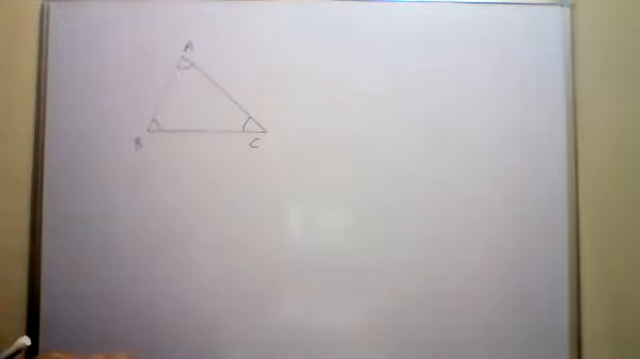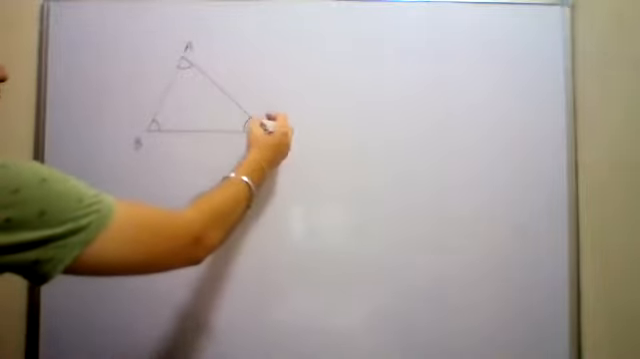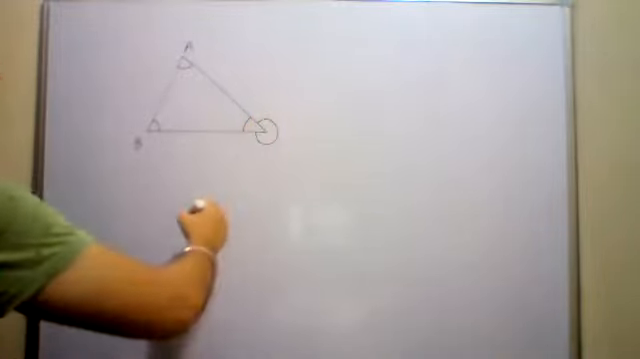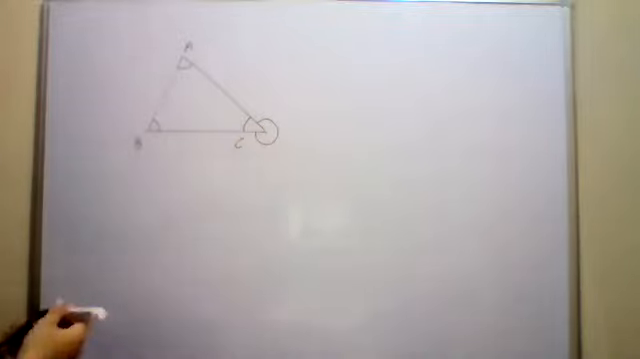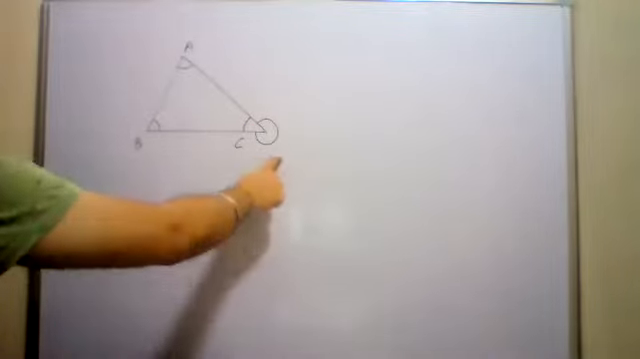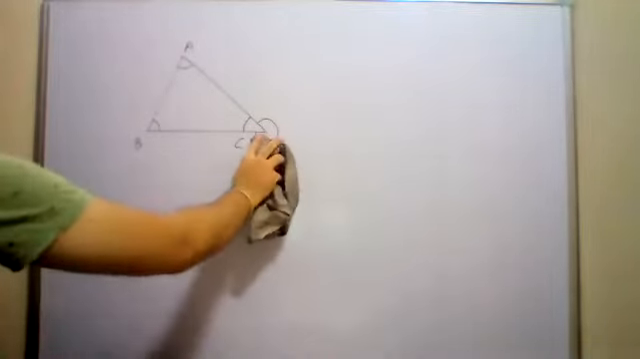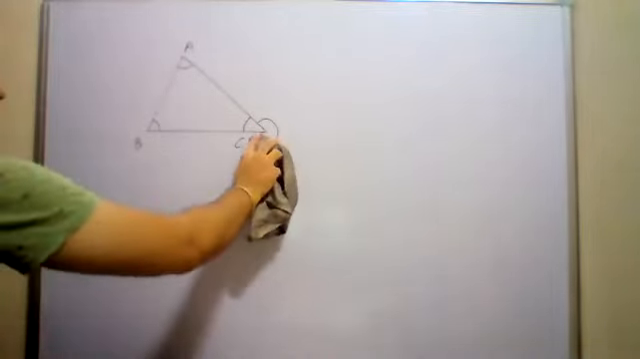What is an exterior angle? If I make an angle outside the triangle like this, is this an exterior angle of the triangle? No, this is not an exterior angle. So what is an exterior angle? Listen very carefully. What is the definition of an exterior angle?